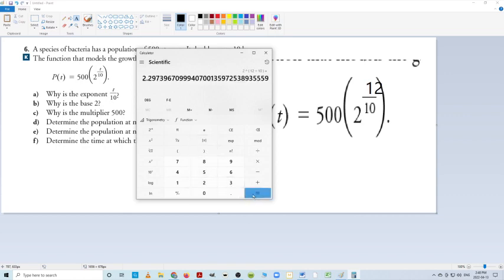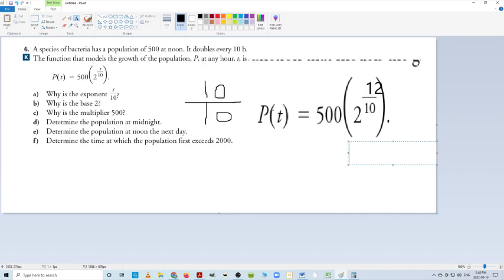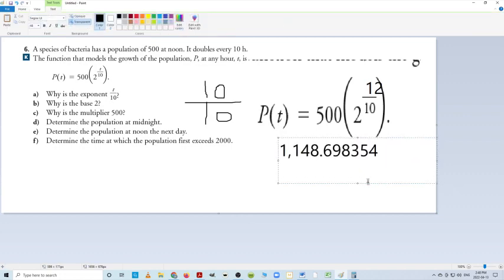You click equals, it does the exponent. So that's 2 to the power of 12 over 10. And then when you multiply it by 500, you discover the population of the bacteria has more than doubled, slightly more than doubled. Which makes sense because at 10, it would have doubled perfectly. So it's clear that at 12, it's going to do a little bit more than that, right?